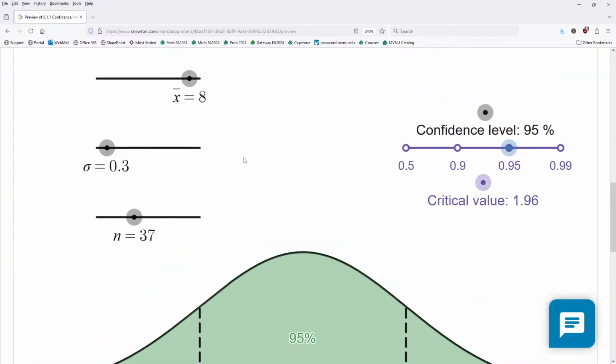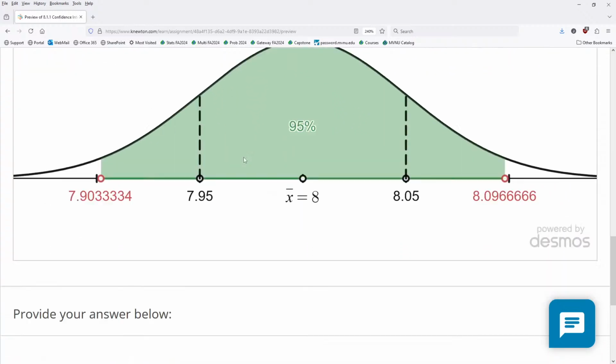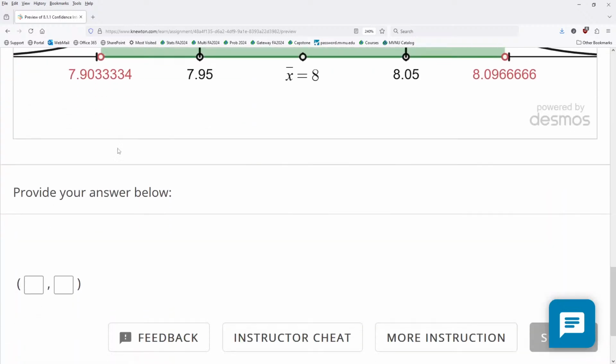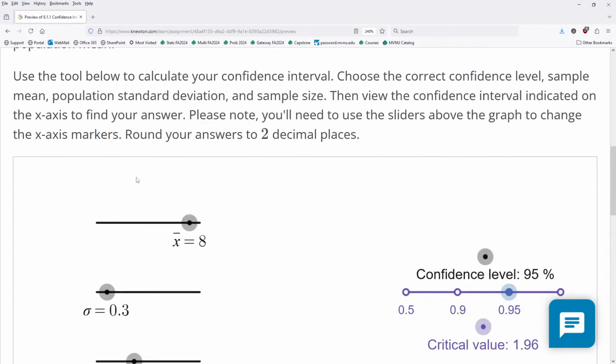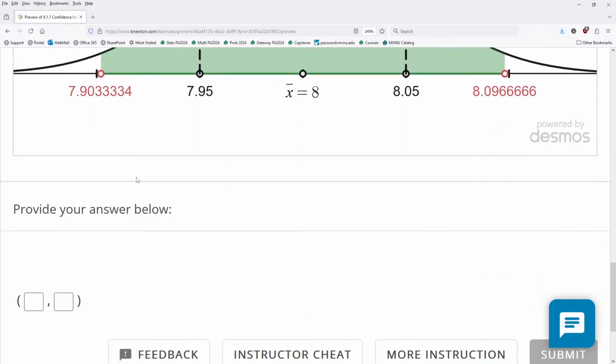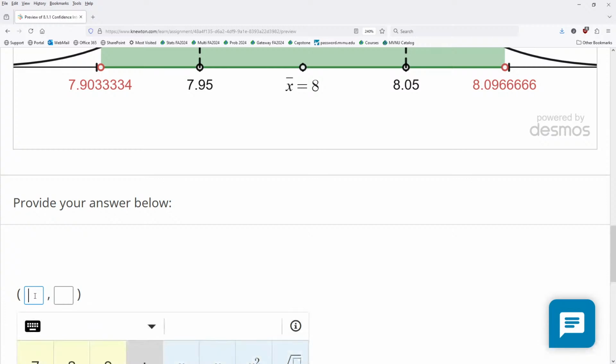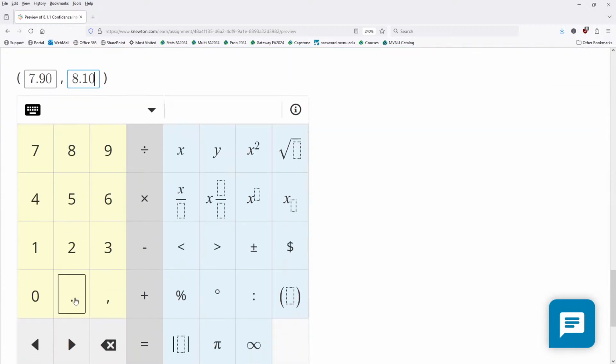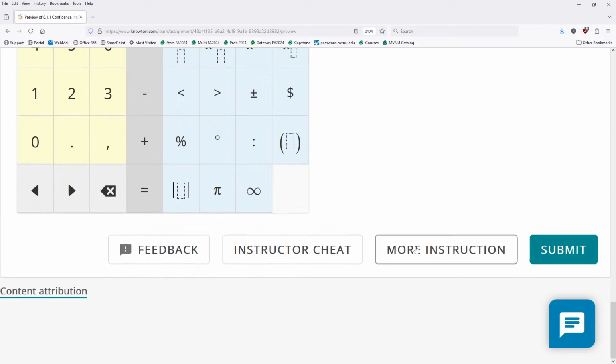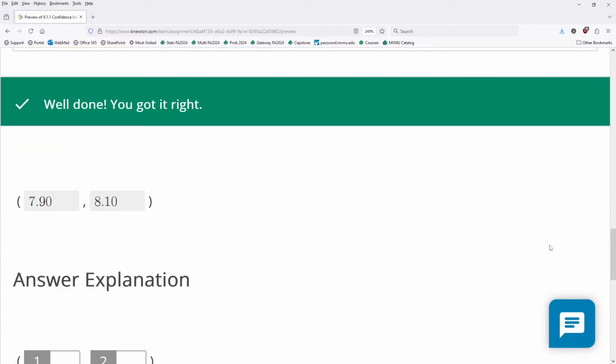Once you've done all this, just clicking and dragging all this, all you have to do is copy these numbers. What does it say? Round to 2 decimal places. So just copy those 2 red numbers down. If you've slid the sliders correctly, the rest is pretty easy: 7.90. And then this number is 8.10. Looks like I'm going to have to round to 10 because it doesn't want 2 digits after the decimal place. Let's see if it likes me. I'm pretty sure it does. I could always cheat, but I'm not going to this time. Yay, I got it right.